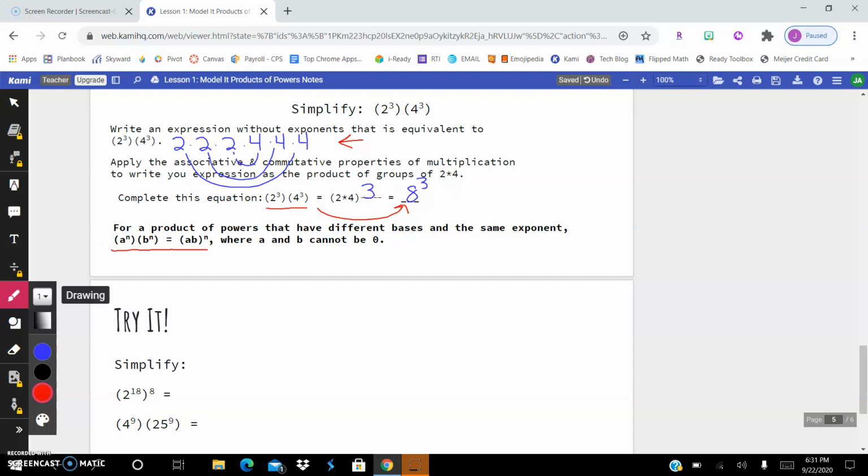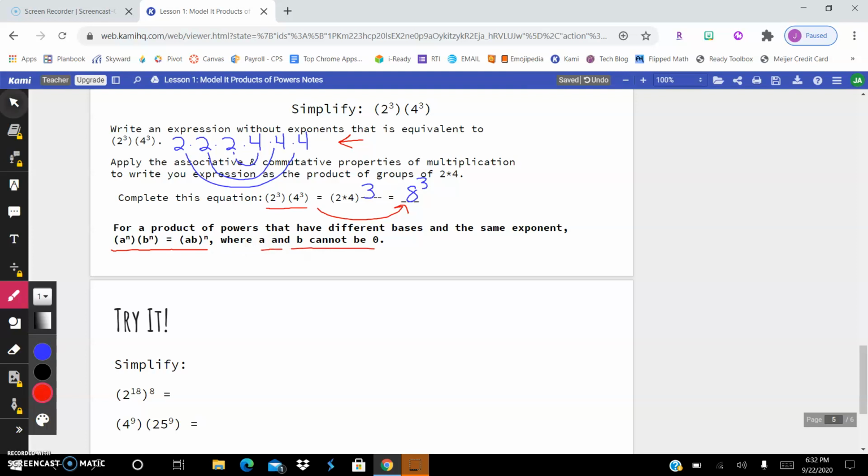This is our generic form. When A and B are different numbers, you multiply them together and the exponents are the same. This only works when those are the same as well. Then you keep that exponent. And A and B cannot be 0. So they have to be regular numbers.